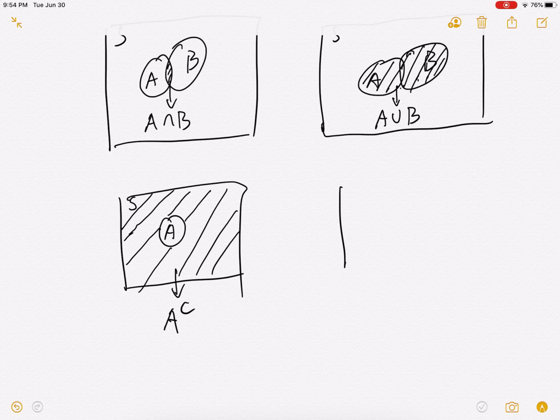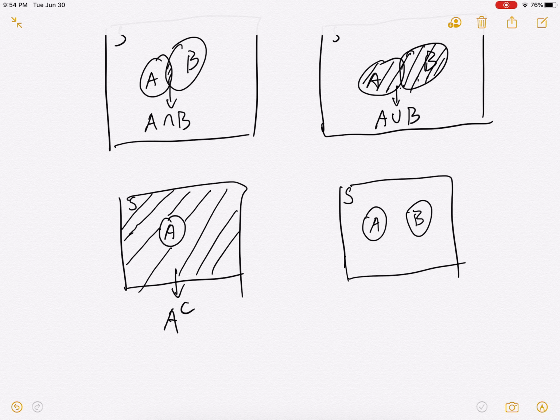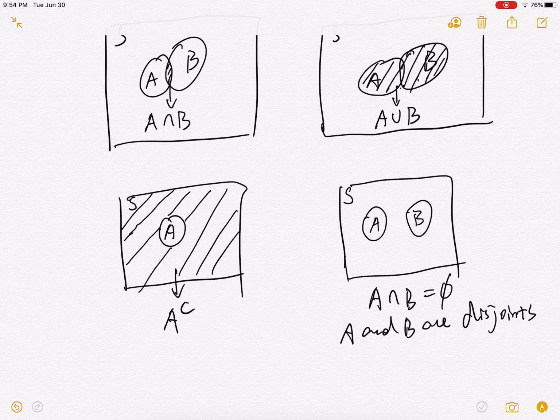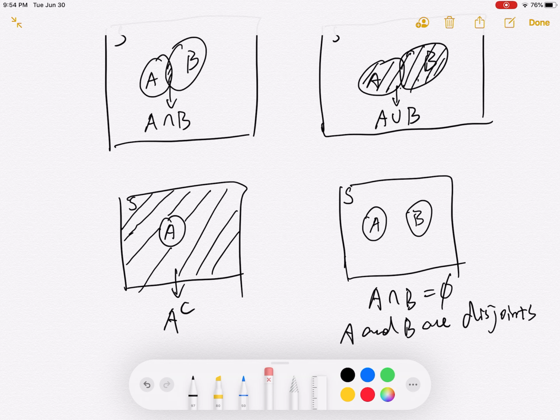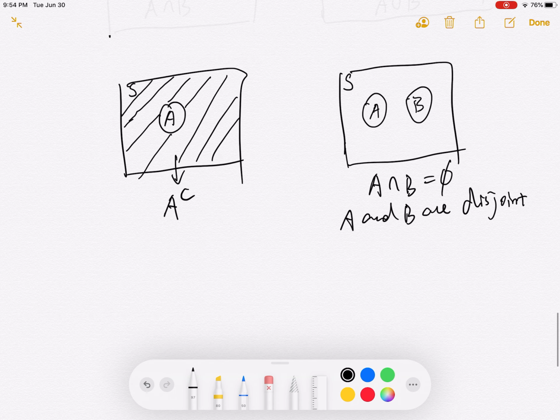And then if I have the sample space S, and I gave you A over here and B over here. Now in this case, A and B have nothing in common. So in this case, A intersection B would be equal to empty set. And we also say that A and B are disjoint events.